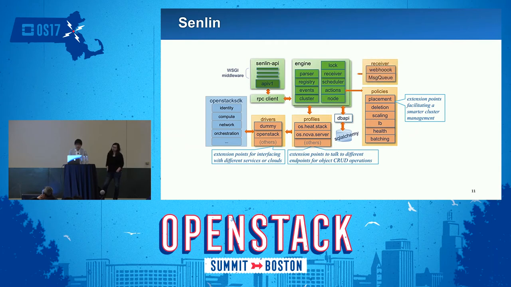And there's another important module called receiver. Receiver can receive the alarms from monitoring tools, for example, like Ceilometer. Currently, Senlin supports two kinds of receivers, webhook and message queue.